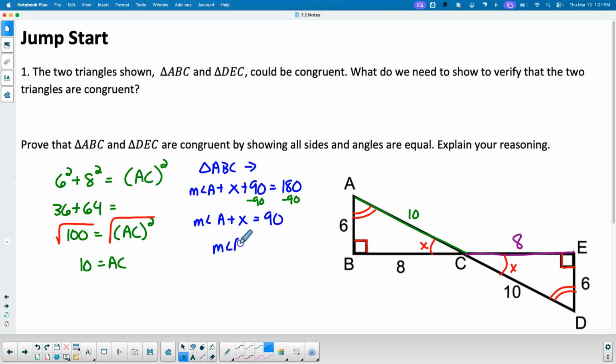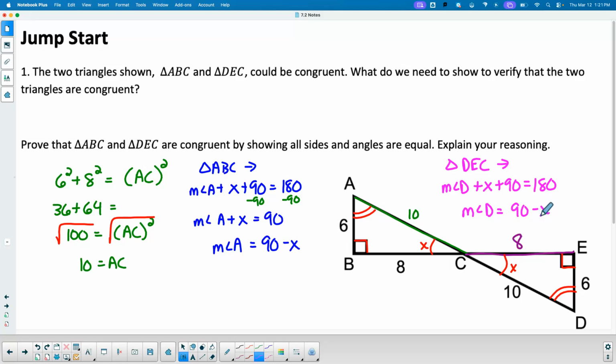So then the measure of angle A is going to be 90 minus x in triangle ABC. Then if I go to triangle DEC, I'm going to say that the measure of angle D plus x plus 90 equals 180. Same thing, right? Subtract off 90, subtract off x. So then we would get here, the measure of angle D would be 90 minus x. And then let's put that in degrees.